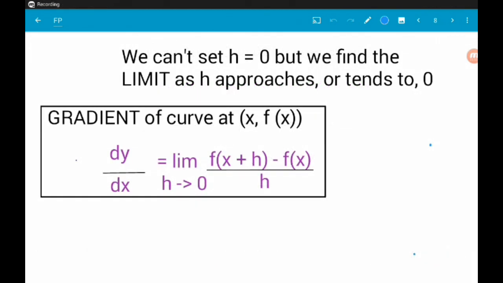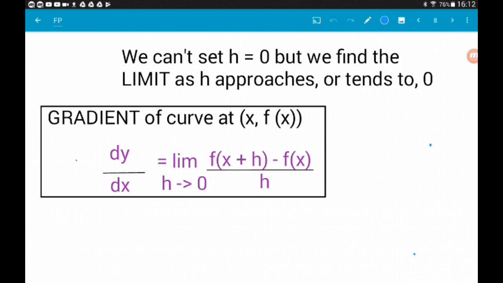remember a couple of pages ago when we had the curve with some different chords drawn on it? What was happening was that our value of h was getting smaller and smaller. That second coordinate point was getting closer and closer along the x-axis to our original point x. x plus h was tending towards that point x. What was happening to h was it was getting smaller and smaller. What we could say is that h was tending to 0.